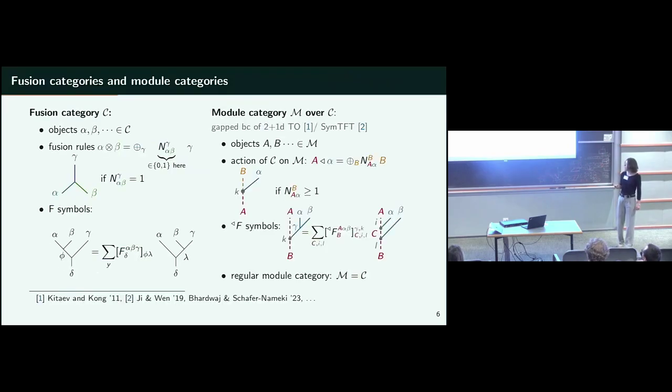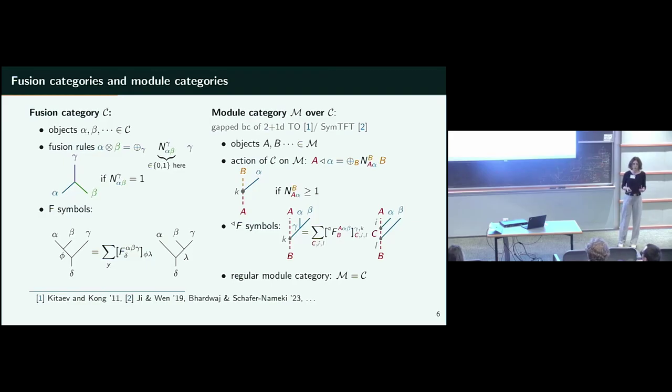Okay, so basically I will need two mathematical concepts for my talk: fusion categories that you're probably all familiar with by now, and module categories. I will denote the objects in the fusion category by Greek letters, and I will use the graphical calculus where the lines are labeled by objects in the fusion category. And these trivalent vertices correspond to allowed fusion channels. I will only consider multiplicity-free fusion categories here, so this coefficient is always 0 or 1.